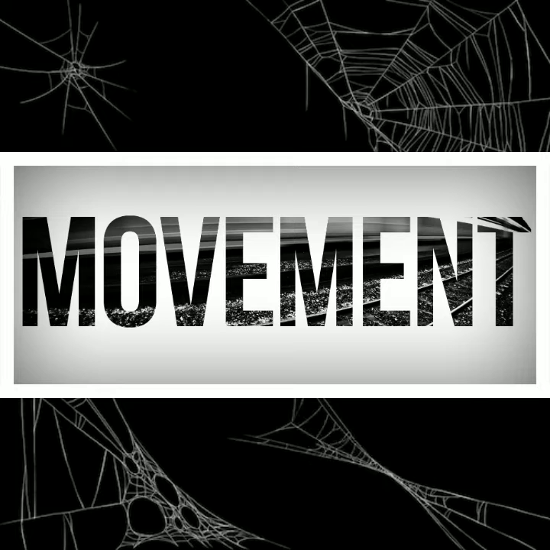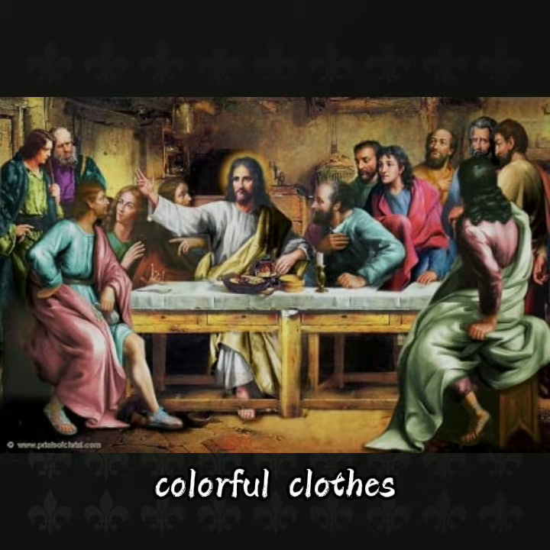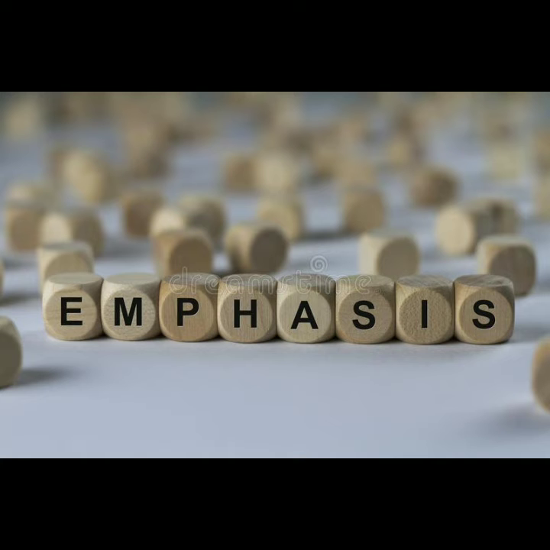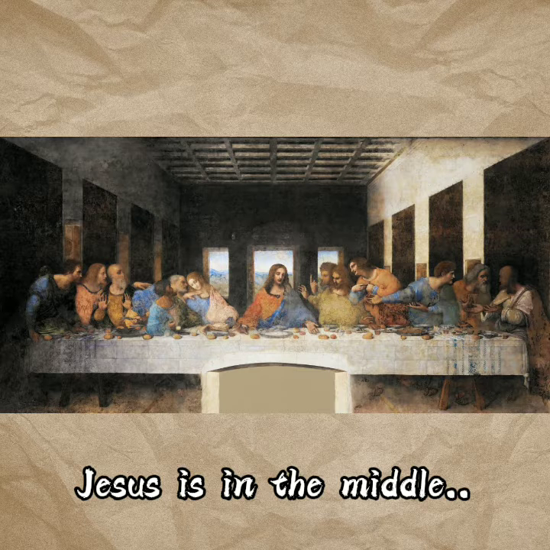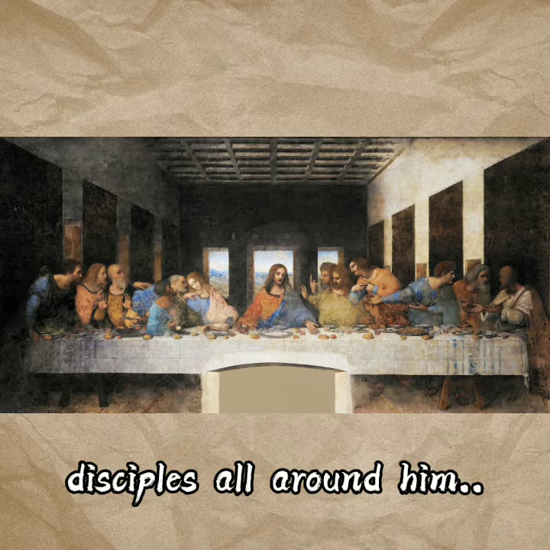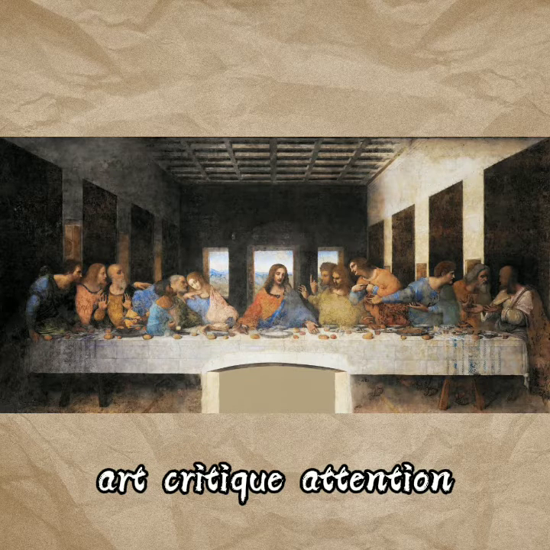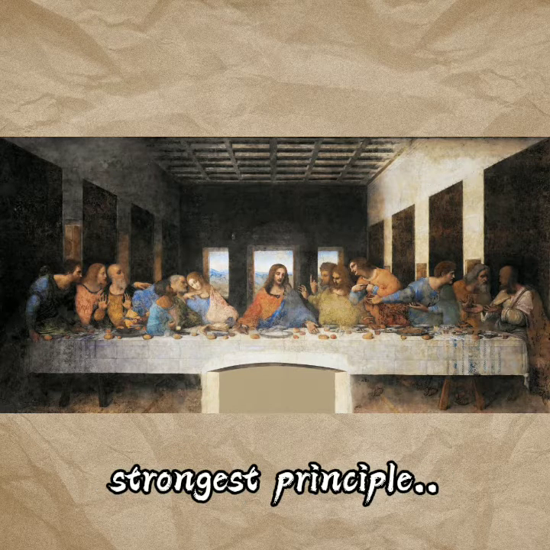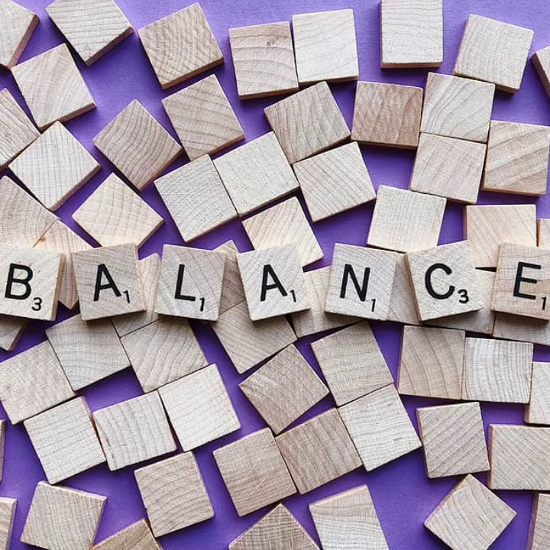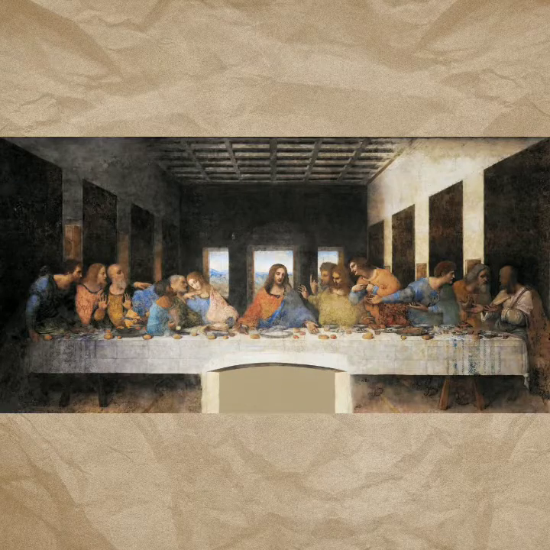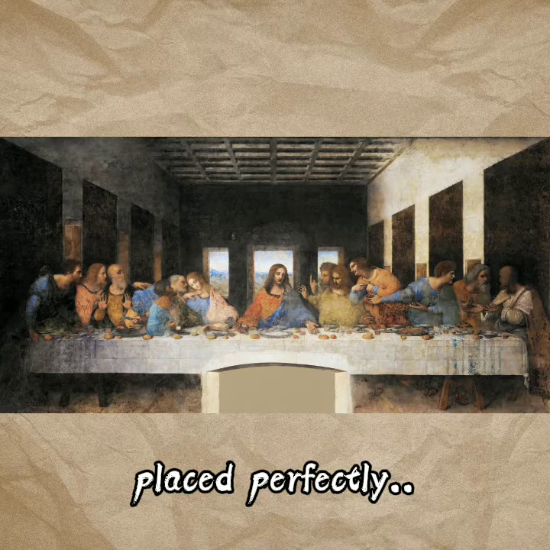Additionally, movement is also used in the painting in Jesus and the disciples' colorful clothes. Emphasis is also used because of how the painting is arranged. Jesus is in the middle and has the disciples all around him. This catches the art critic's attention. The strongest principle that was used was balance. I feel that every disciple was placed perfectly in the painting.